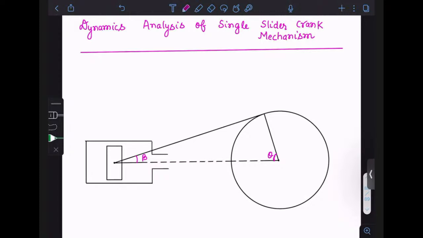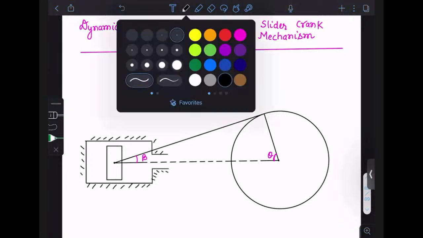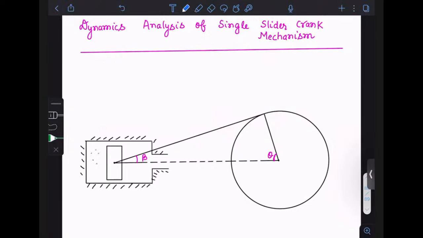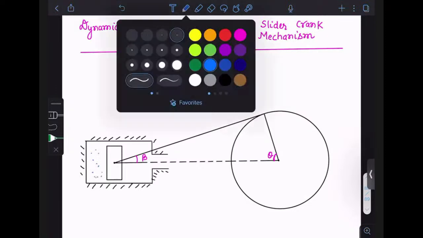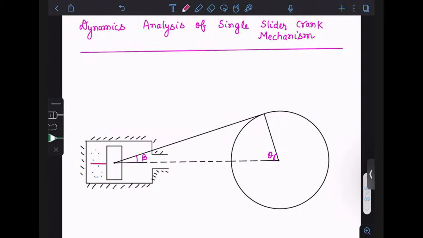So here what we can say, in basic thermodynamics, we have seen that combustion takes place, and in an IC engine, the working fluid due to combustion applies a force on this. This is called your F. This is the F force applied by the gases on the piston.